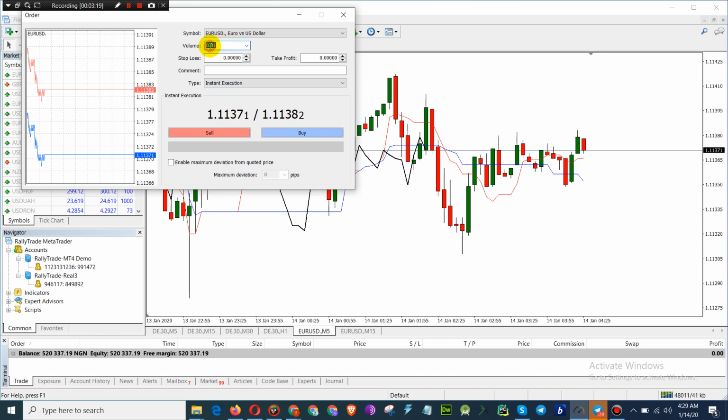So you can see my lot size is 0.01. Don't worry, you're going to understand it. This lot size is the amount you enter per pip. For example, now let's assume this 0.01 is like 15 naira per pip. So if the market moves against me once, I'm losing 15 naira. If it moves in my favor once, I'm making 15 naira. That's how this works.